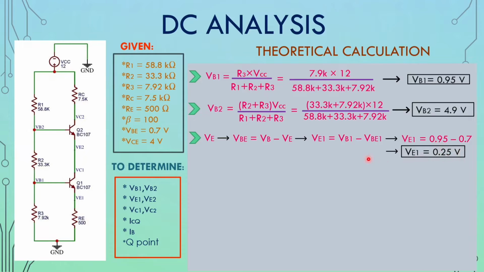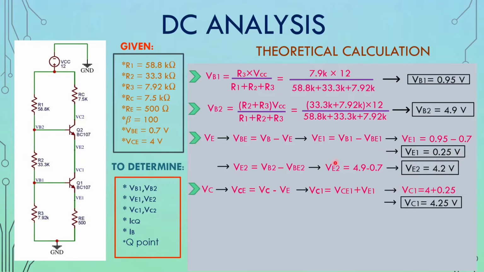Similarly, we are going to find VE2. VE2 is equal to VB2 minus VBE2. So, we have the value as VE2 is equal to 4.2 volt. From this formula, we have found VE1 and VE2. Next, we are going to determine VC.